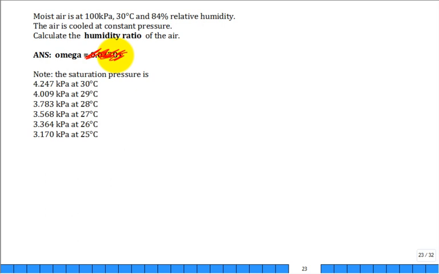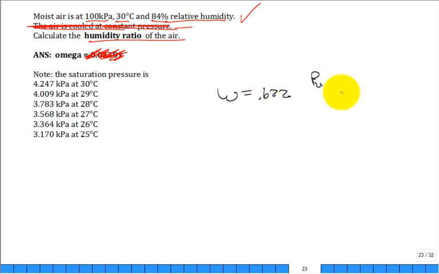So we have moist air, 100 kilopascal, 30 degrees C, 84% relative humidity, our old friend. Air is cooled at constant pressure. Calculate the humidity ratio of the air. Well, you don't need this anymore. You just say, what is the humidity ratio of the air at these conditions? I remember that equation, 0.622. And then I need PV, and all I need is PV to stick in this equation. What is the partial pressure of the vapor?